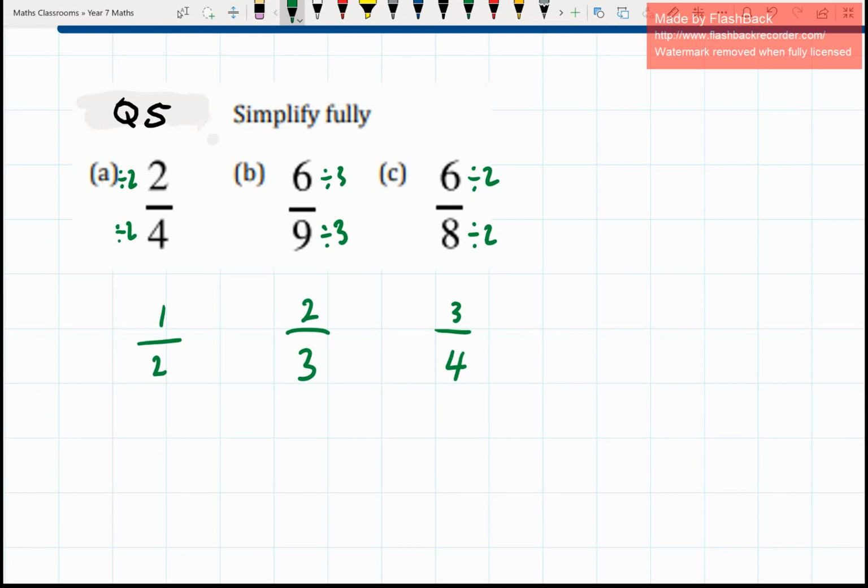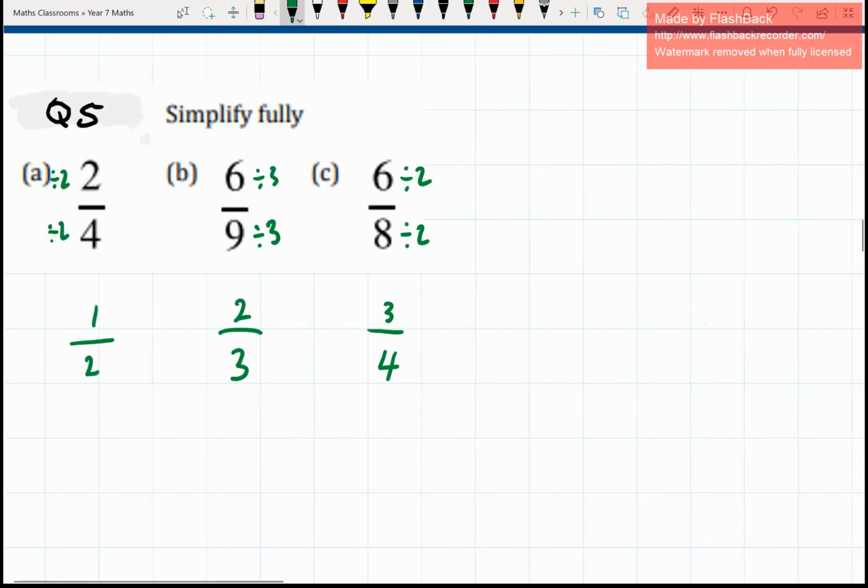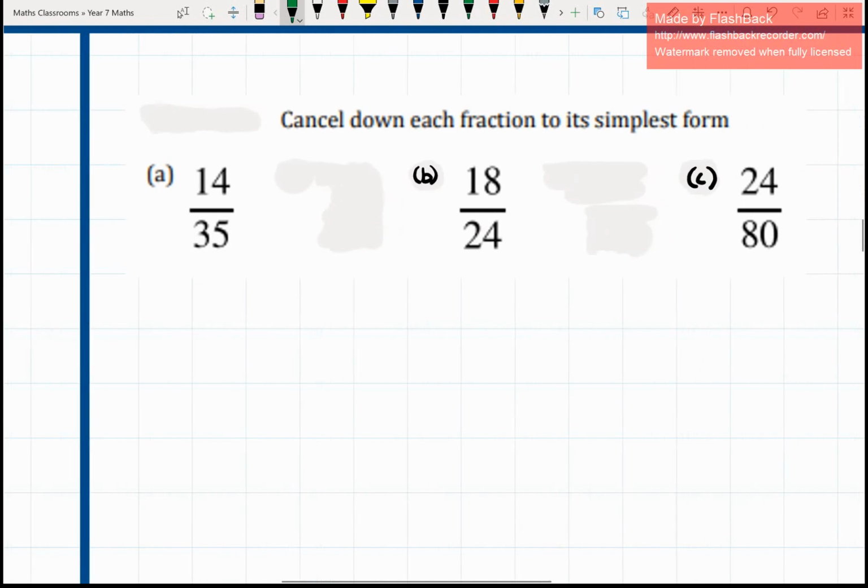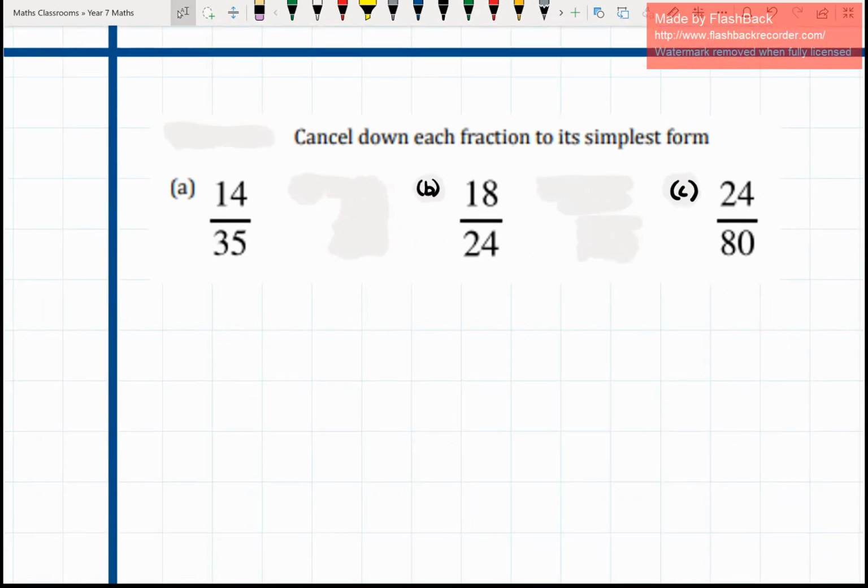Just remember, you might have to do it twice. If you halve them, you might have to do it again, but we'll give them a go. So here we go. Cancel these fractions down to their simplest form. And just remember, a good place to start might be to halve for a start. Okay, so let's have a little go at these ones.